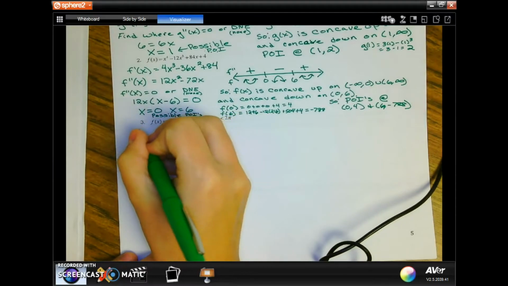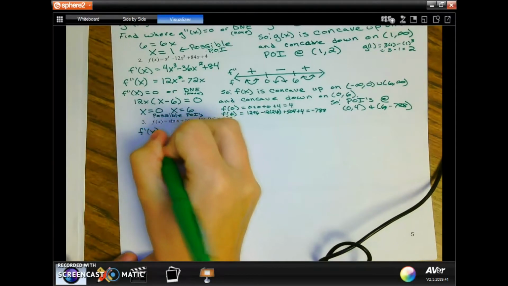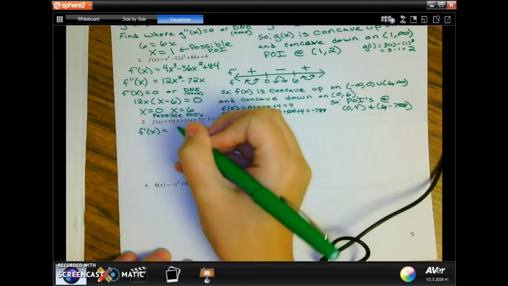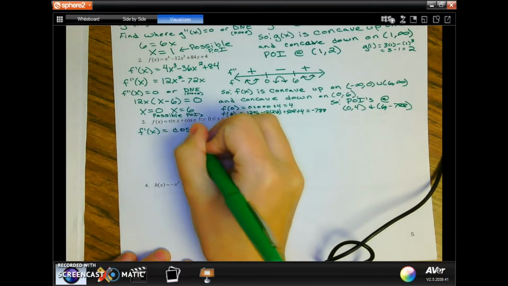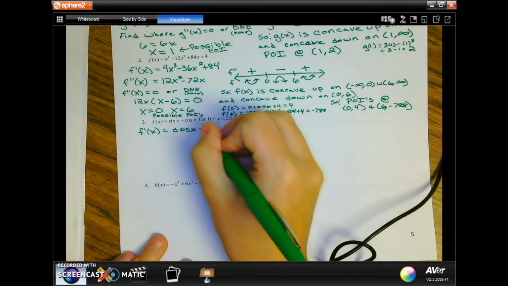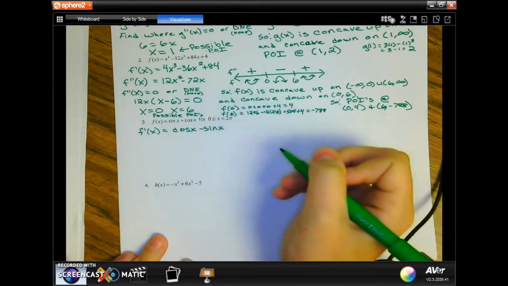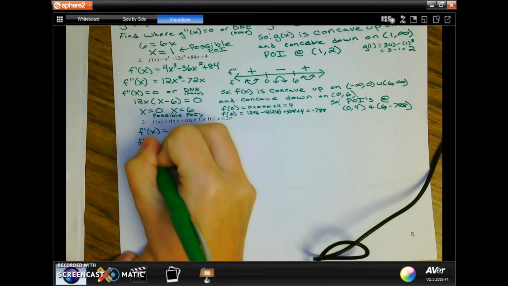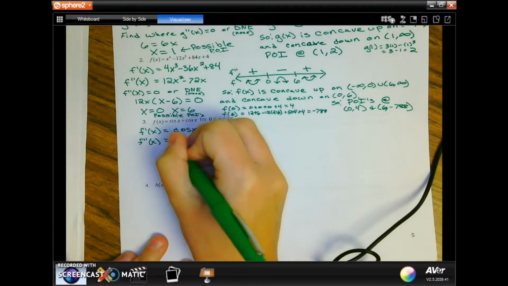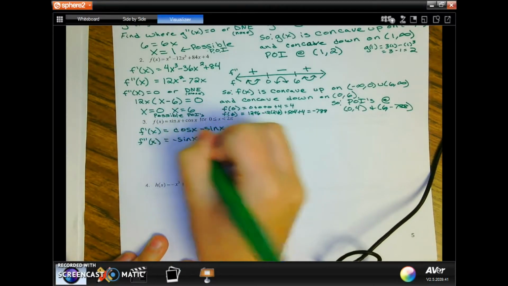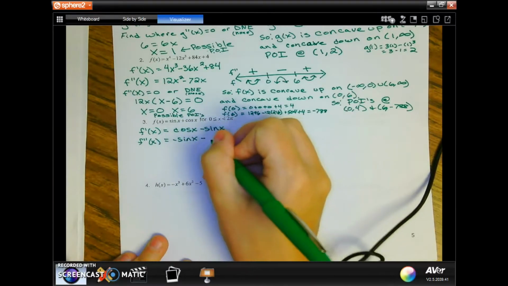So I'm going to take the first derivative, and then normally we could pause there and talk about increasing and decreasing. But since it's only asking about the concavity, I'm just going to take that first derivative, and then I'm just going to take the derivative of that. Okay, the derivative of sine is cos. Cos is negative sine. And so that'll be a minus cosine there.